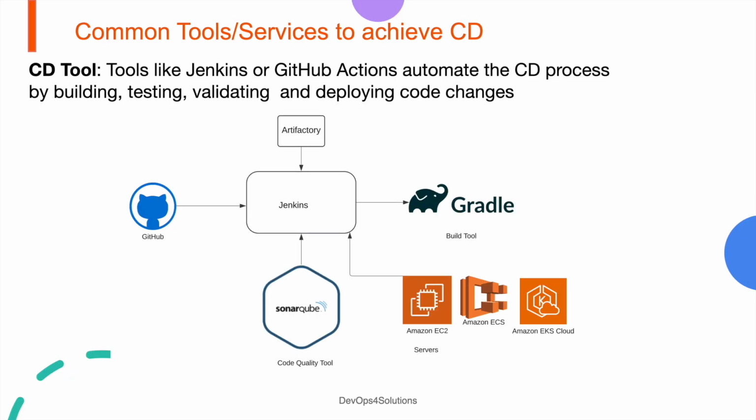So here, common tools or services to achieve CD. Same way, tools like Jenkins and GitHub Actions automate the CD process by building, testing, validating, and deploying the code changes. So everything is the same. The next step that you have added is deploy it somewhere. In the diagram you can see, Jenkins is integrated with GitHub, Artifactory, SonarQube, Gradle. And other than that, you will see the option called servers. And servers can be anything.